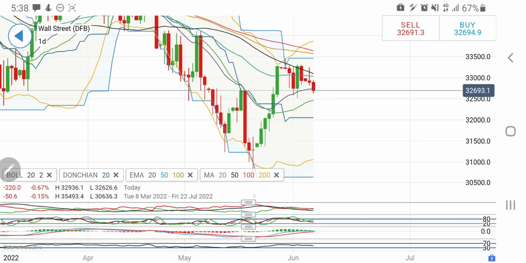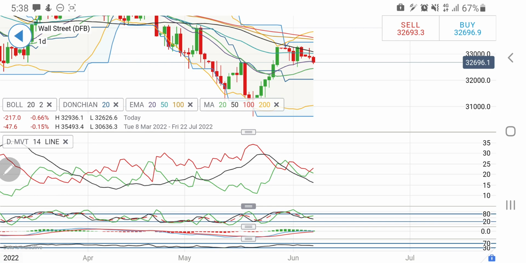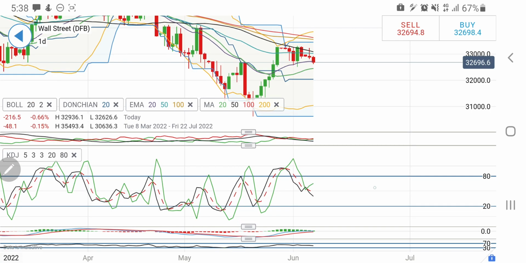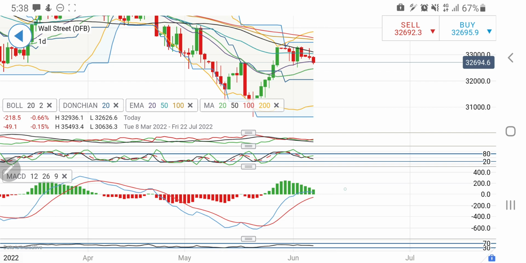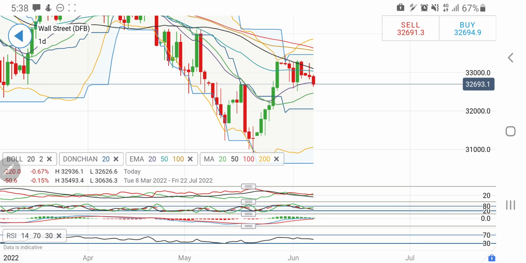The only long entry I will recommend is at 32,750 levels. The directional movement is bearish here. It is crossed over for a bearish move. Stochastic is looking downwards. The MACD is trying to converge and cross over for a sell entry. RSI is looking downwards. Considering this, the only long entry I will recommend is at 32,750 levels. Beyond that, rather I will say 32,760.